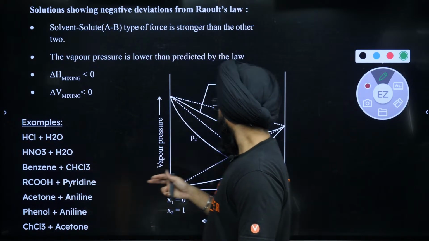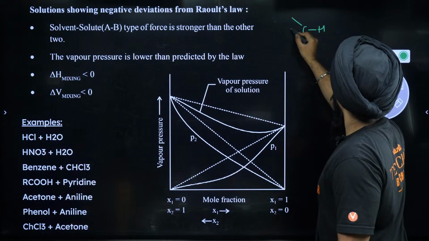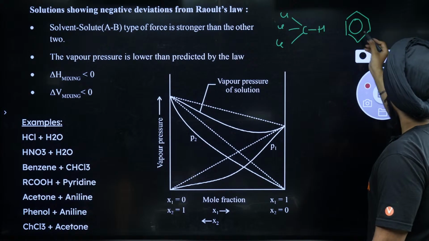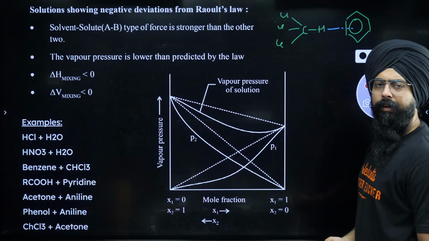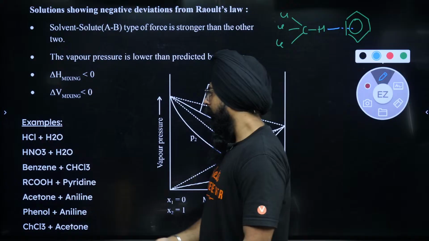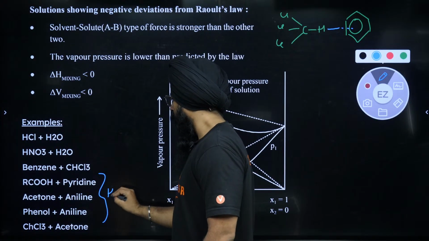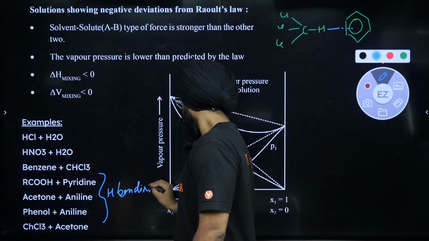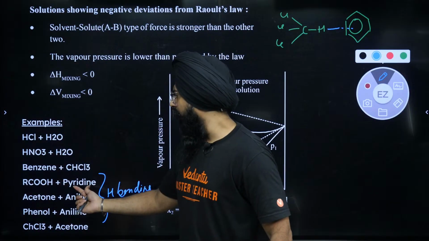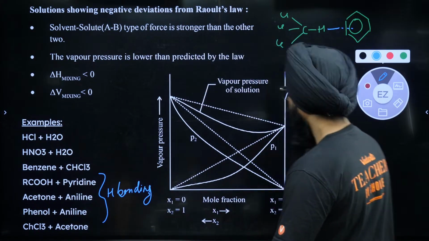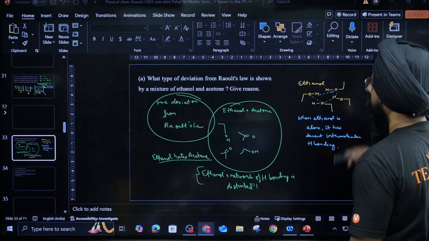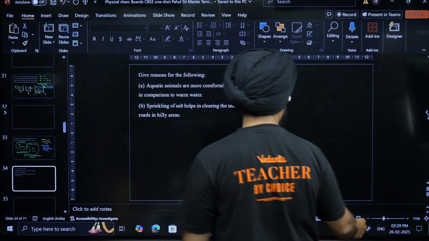Benzene plus CHCl3. This is your benzene ring. The pi electrons of benzene and the hydrogen of chloroform attract each other. Then you have all the hydrogen bonding cases. All these cases will give you hydrogen bonding together. This RCOH plus pyridine can be thought of as an acid-base case also. So these are some examples. You can refer to them later if you want.